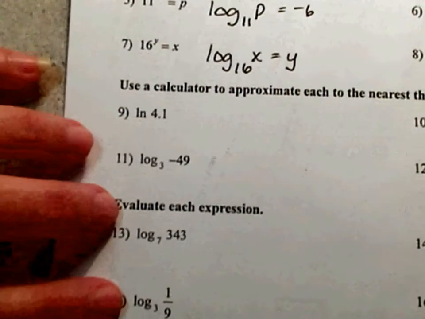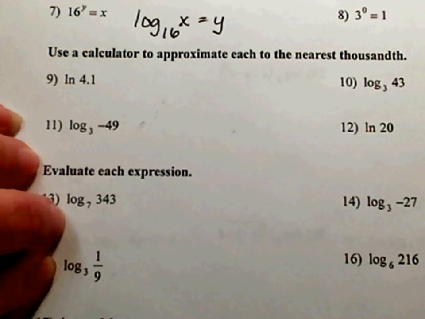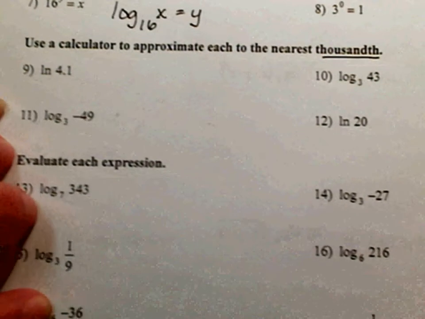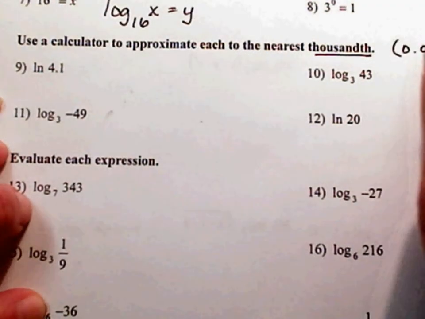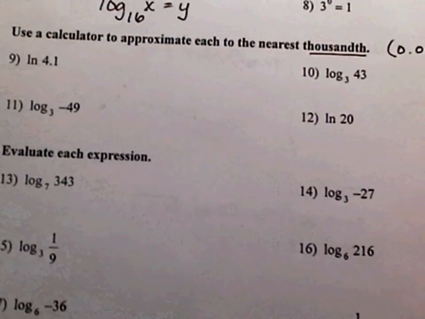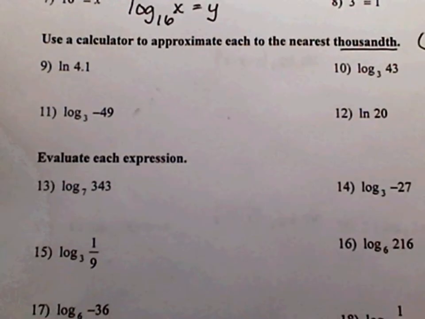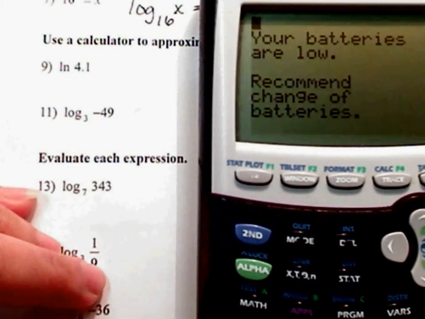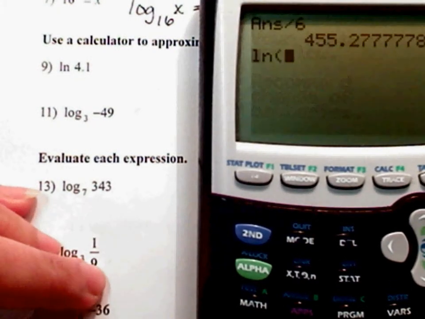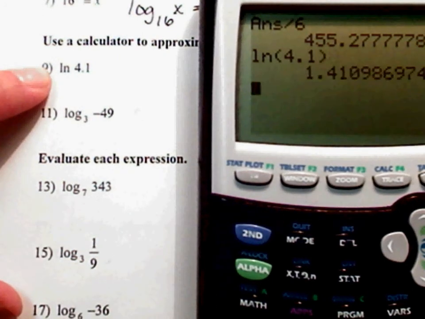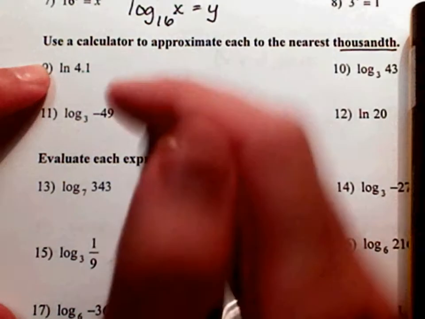Number 9, you are going to use your calculator to approximate each to the nearest thousandth, and thousandth has 3 decimal places right there. Okay? So on your calculator for number 9, all you're going to type is your natural log, which is next to the 4, and type 4.1 and round your answers. This one comes out to be approximately 1.411.